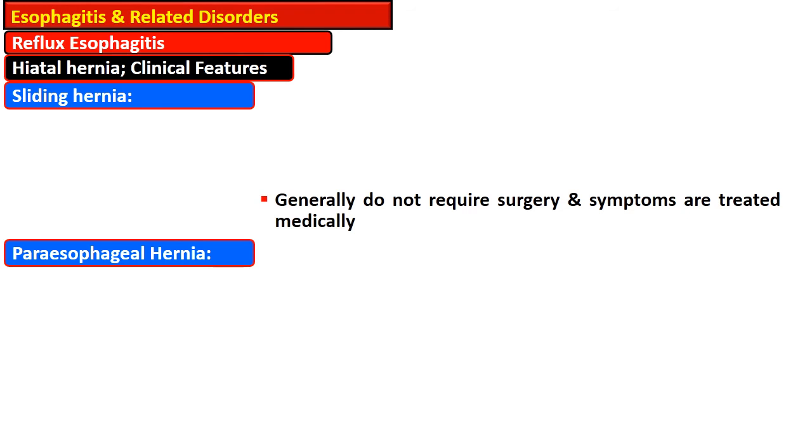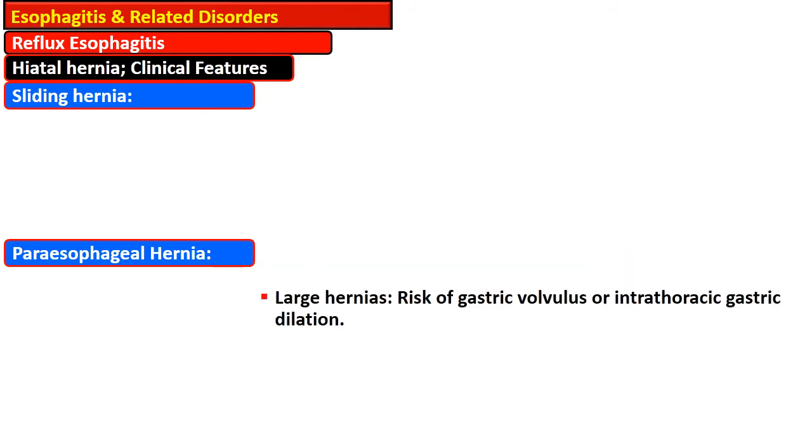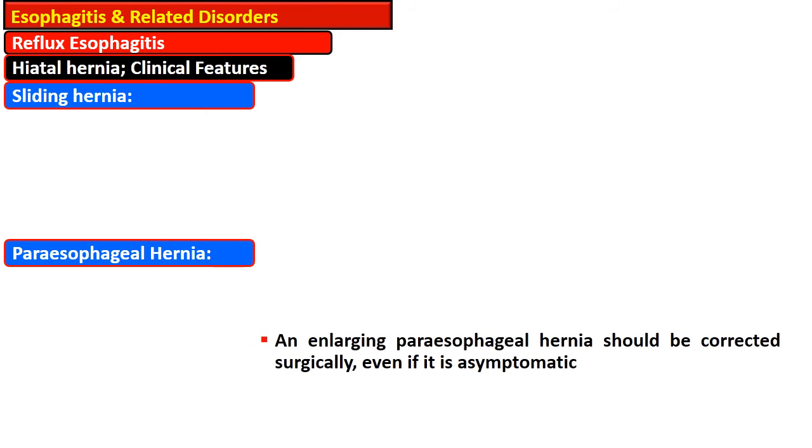Generally, sliding hernias do not require surgery and the symptoms are treated medically, while paraesophageal hernia presents with dysphagia, fullness after meals, shortness of breath, odynophagia, and occasionally a bleeding peptic ulcer. The large hernias have a risk of gastric volvulus and intrathoracic gastric dilatation.